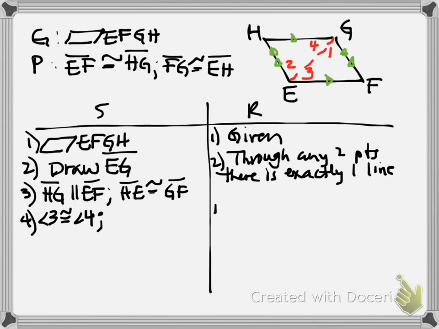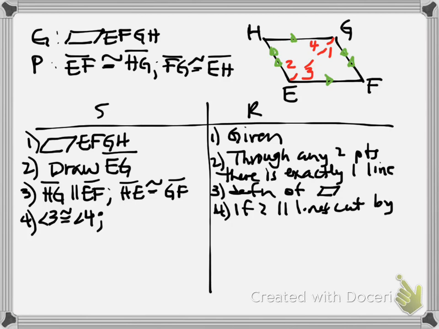Okay, and the reason, sorry, I forgot to do 3, definition of parallelogram. And you can use the symbol. If 2 parallel lines cut by a transversal, then alternate interior angles are congruent. Okay. Now, let's go with another.